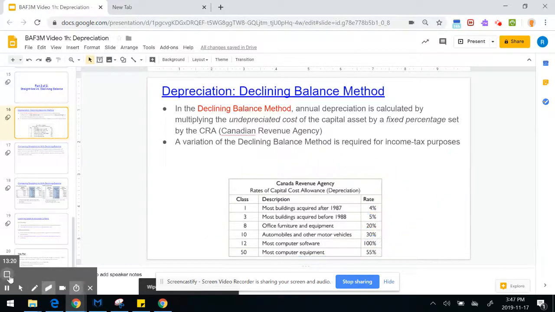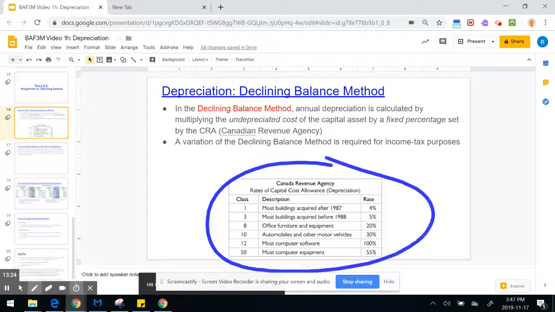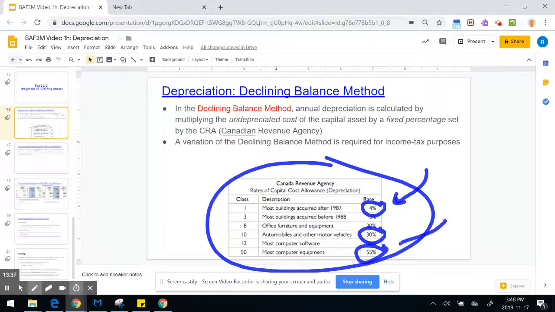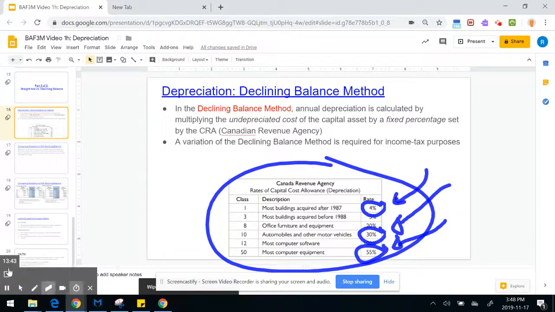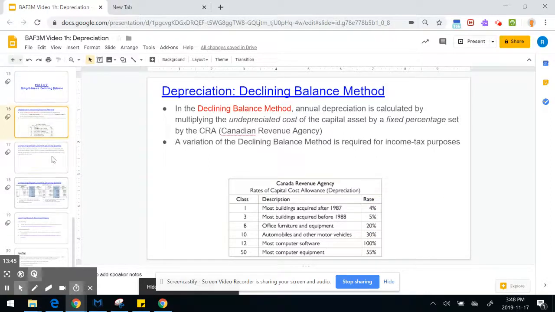Okay, so all I was saying there is, where do you get the percentage from? Like, how do we know what percentage to depreciate our car by? Well, the Canada Revenue Agency gives us these suggestions. They suggest for cars 30% a year. If you bought a building after 87, they say you should depreciate it by 4% a year. Computer equipment, they say depreciate it by a lot, 55% a year. Maybe because it gets used up more quickly than, let's say, a car. But whatever the case is, those are the numbers that we use in accounting.